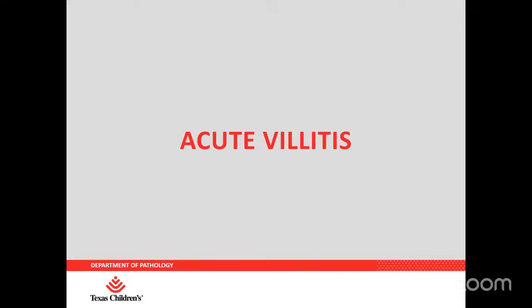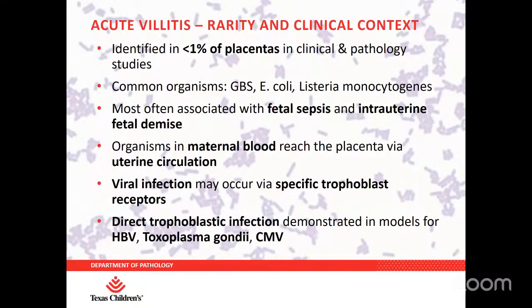So now I'd like to move from inflammation of the membranes, cord and chorionic plate to inflammation within the villus parenchyma itself. Acute villitis represents infection-driven inflammation that directly involves the chorionic villi. It's a key lesion to recognise, both for what it reveals about intrauterine infection and for its clinical impact on the fetus.